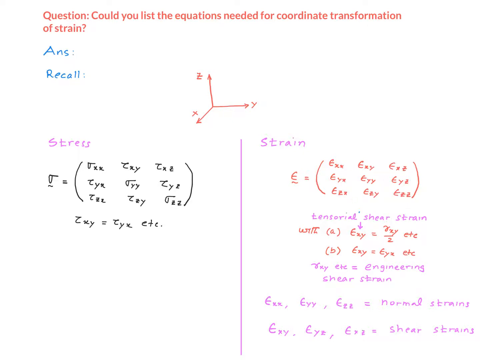The second thing to note here is that just as in the case of the stress tensor, the strain tensor is a symmetric tensor as well. In other words, the corresponding off-diagonal terms are equal to each other. For example, epsilon xy equals epsilon yx, epsilon xz equals epsilon zx, and so on. So just like the stress matrix, there are only 6 independent components in this strain matrix. Of course, the diagonal terms here, which are epsilon xx, epsilon yy, and epsilon zz, are called the normal strains.